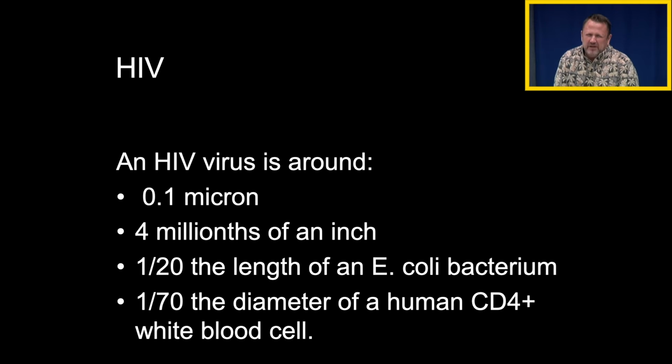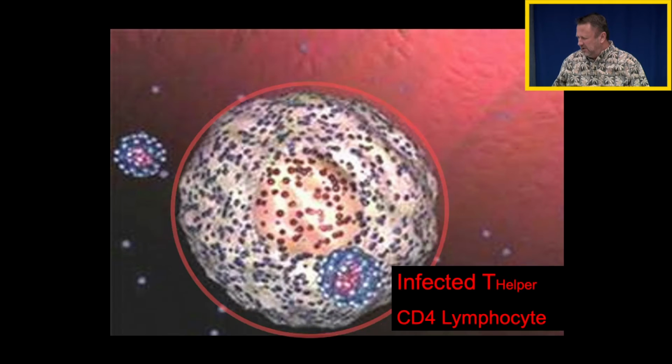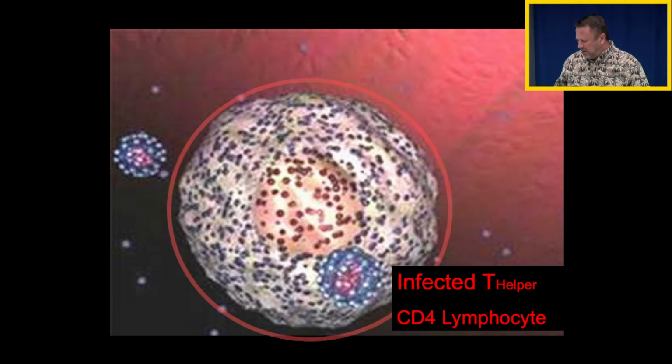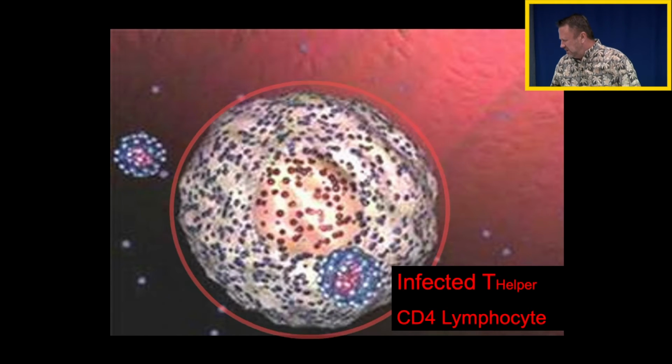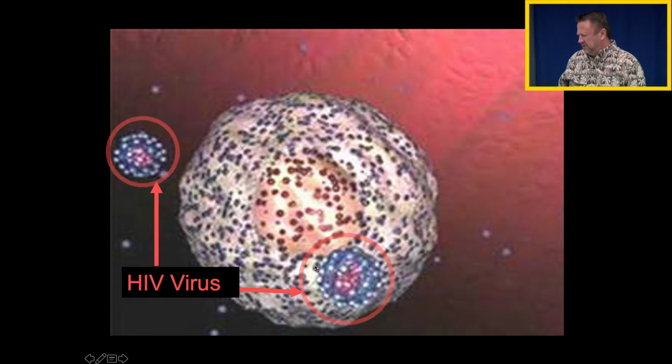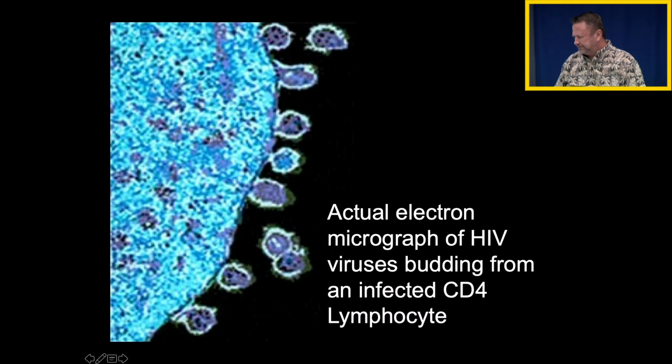An HIV is about 1/70th the diameter of a human CD4 cell, a T lymphocyte. And so you can see them under the microscope. If you can see a lymphocyte under the microscope and fill the field with it, then you can see the little HIV viruses as well. And so here's a cartoon of an infected CD4 lymphocyte, and you can see the relative size of a virus compared to a lymphocyte.